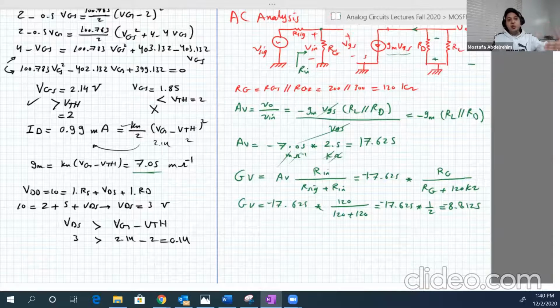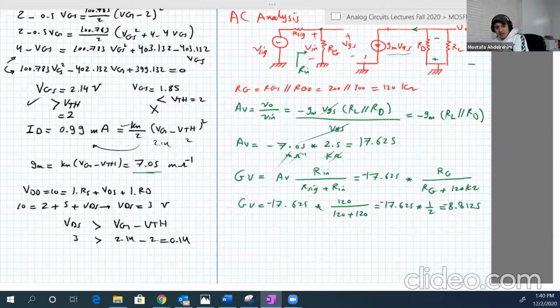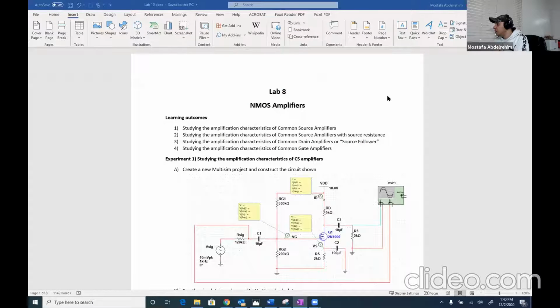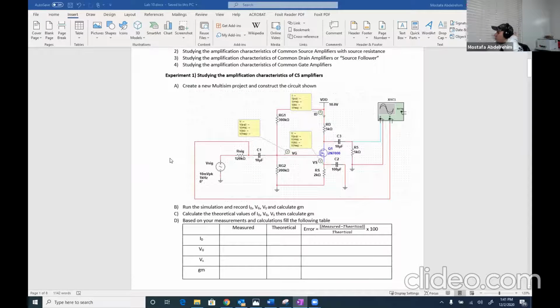Okay, so let's do now the experiment itself. But before doing that, we're gonna explore or highlight what's required from the data sheet, from the lab manual. So let's share the other screen now, which is this one. So here is the lab manual. We have 4 experiments. The first one is studying the amplification characteristics of common source amplifier, and here is our circuit.